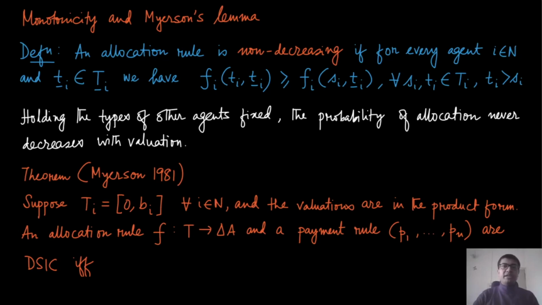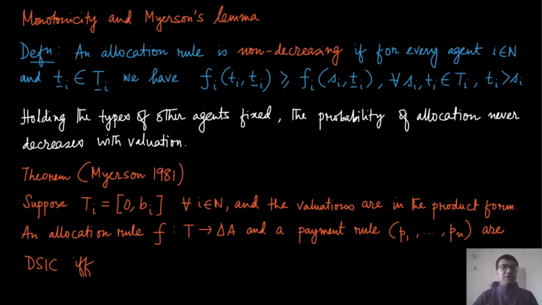Let us now get back to the single object allocation domain, the reason for which we discussed some of the results from convex analysis. And we are going to discuss monotonicity and a very important result of single object allocation, which is known as Myerson's lemma. For that we are going to define a property which is called the non-decreasingness of an allocation rule.